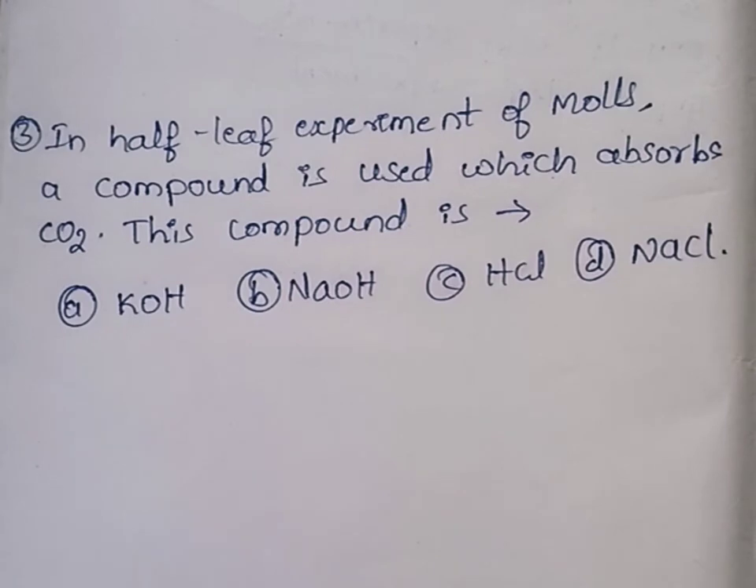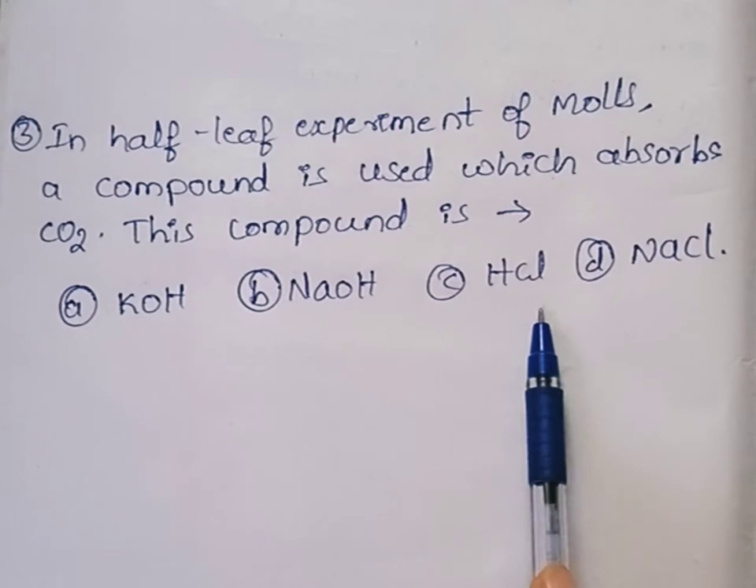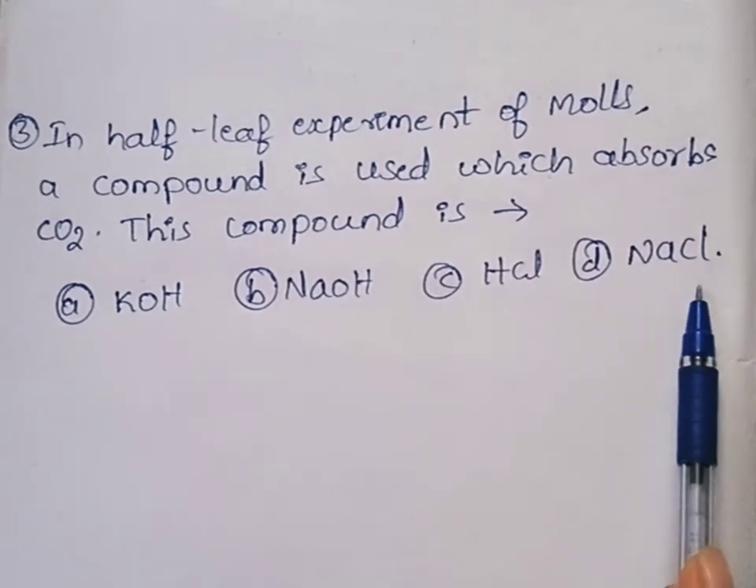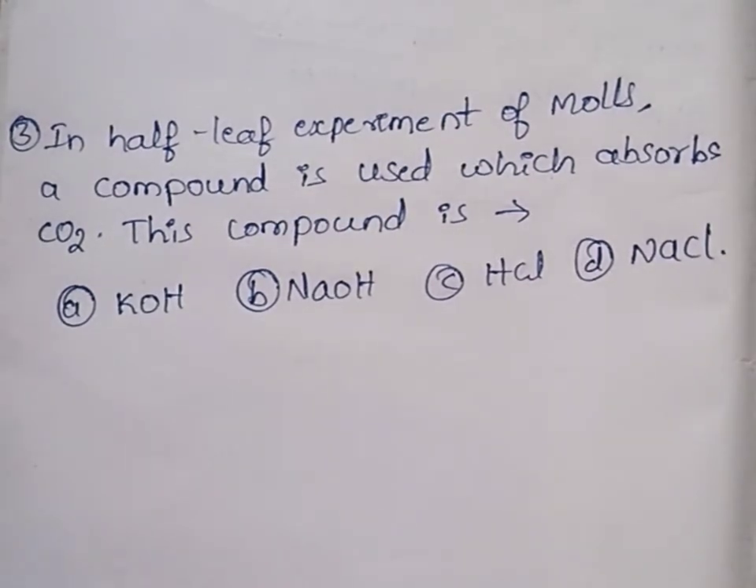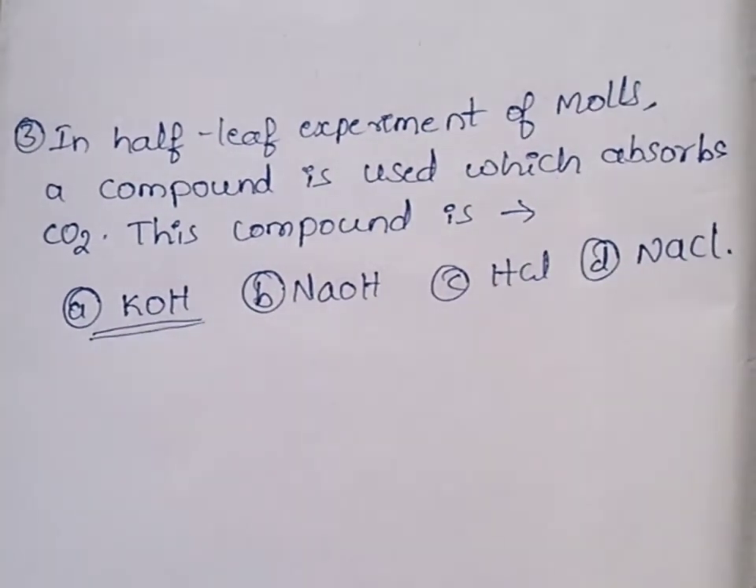for the absorption of CO2. So, which is that compound? So, potassium hydroxide, sodium hydroxide, hydrochloric acid, or sodium chloride. Here, the right answer is KOH, because the main important property of the KOH is it absorbs CO2.